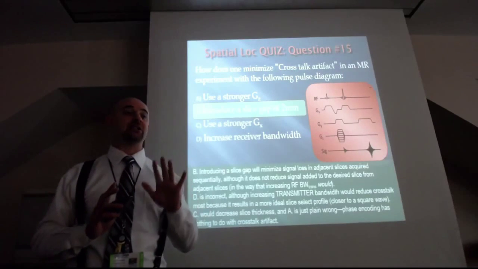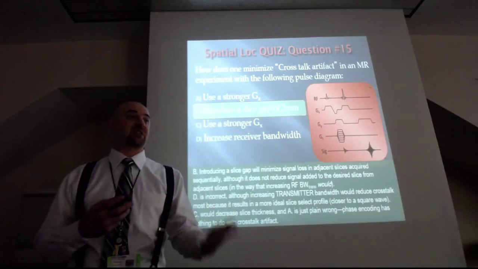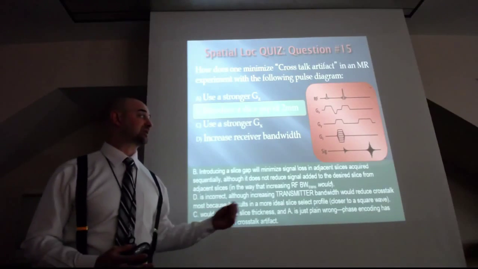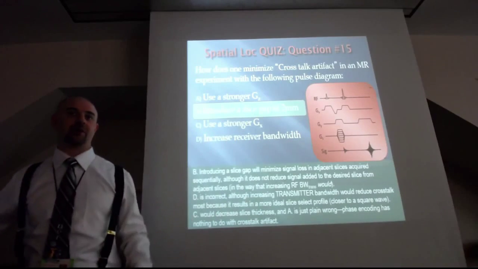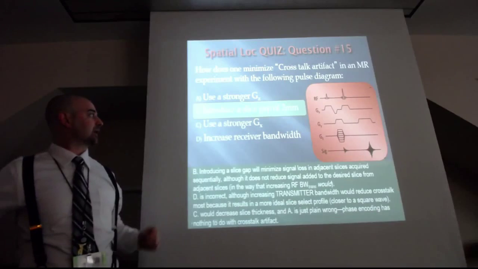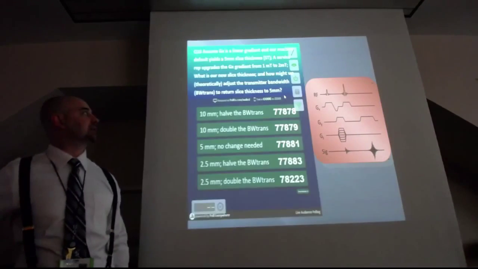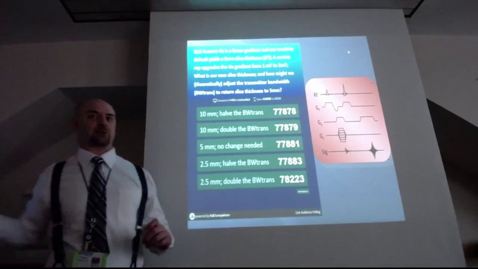Anytime you hear someone say bandwidth, like a tech, or you're at the scanner and someone wants you to increase the bandwidth, they're talking about receiver bandwidth. No one ever talks about transmitter bandwidth because it's inherently linked to slice thickness. And no one likes to think about these things. Any questions? Okay. All right, so assume, this is the long one.